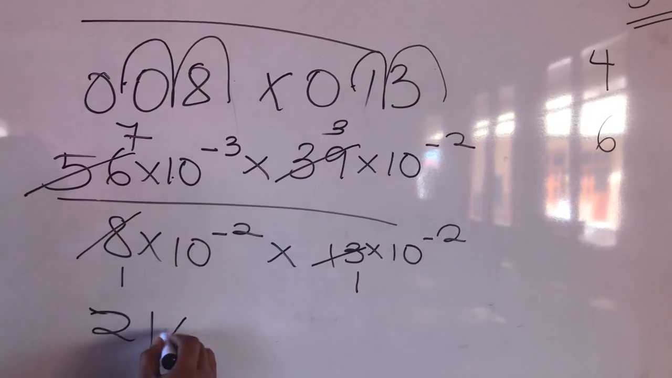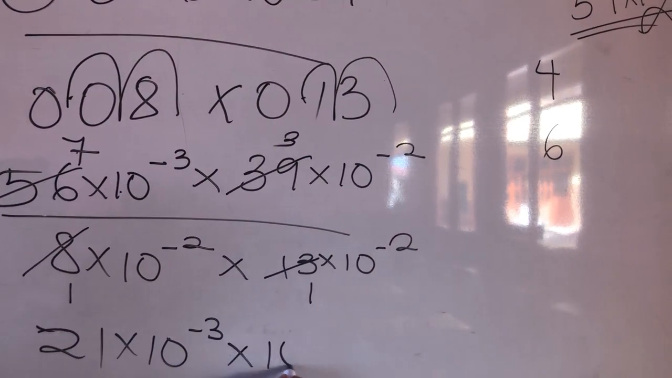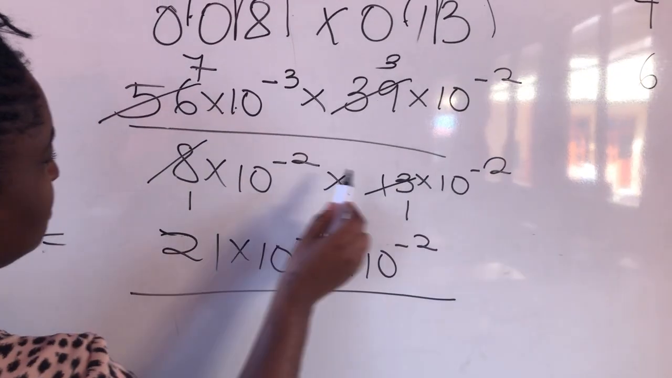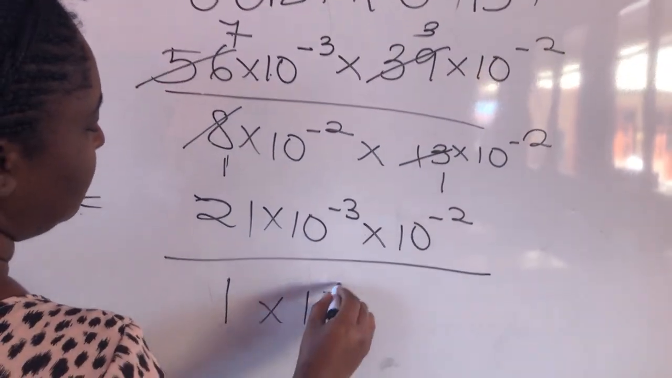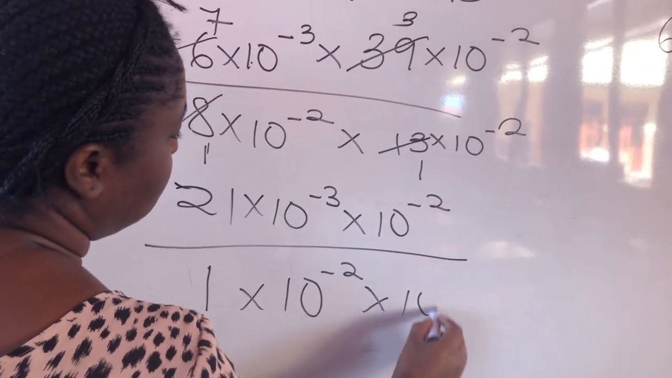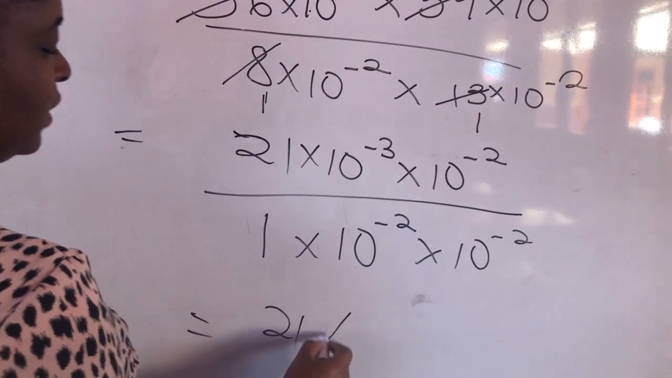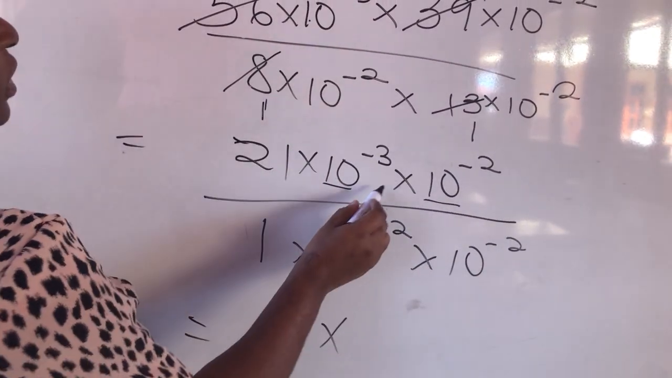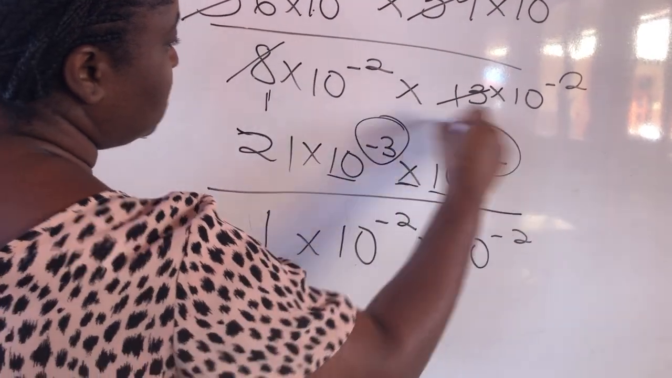Then we pick the bases. So times 10 raised to the power negative 3. And the second one times 10 raised to the power negative 2. All over. You realize that here I cancelled everything out, so I only have 1. So I can have 1 times what? 10 raised to the power negative 2 times 10 raised to the power negative 2. So you have 21 times numbers of the same base. When they are multiplying, what do you do to their powers? These are their powers. What do you do to their powers?